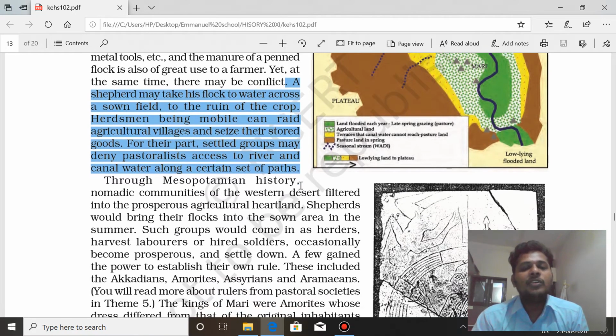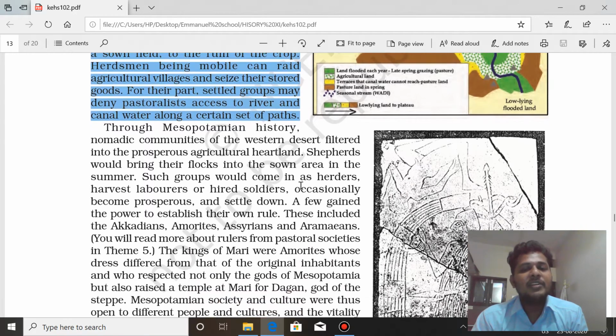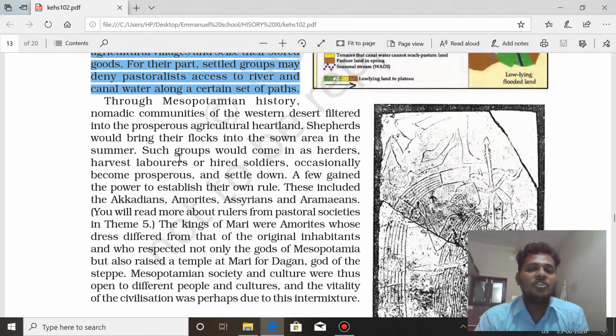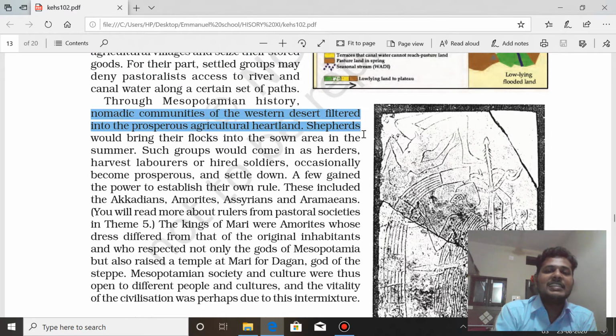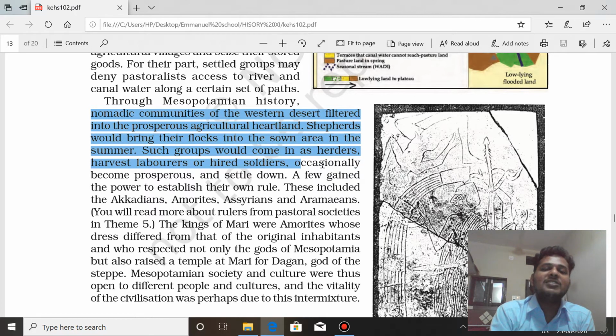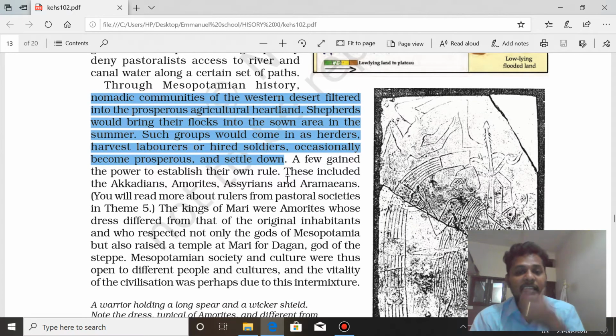Now, through Mesopotamian history, nomadic communities from the western desert filtered slowly into the prosperous agricultural heartland, and shepherds came in search of work. Some pastoral communities came in summer. They said we need some work and we have some animals. We will graze our animals also after the harvest.